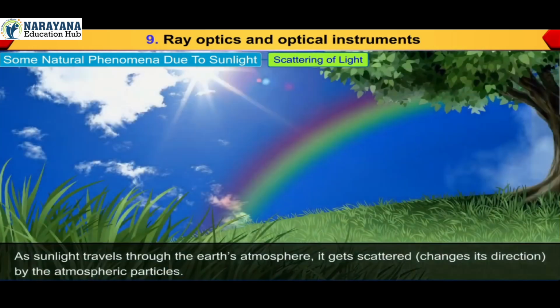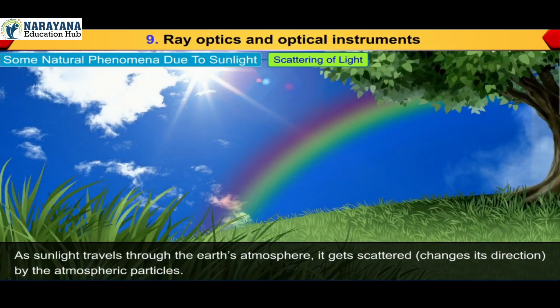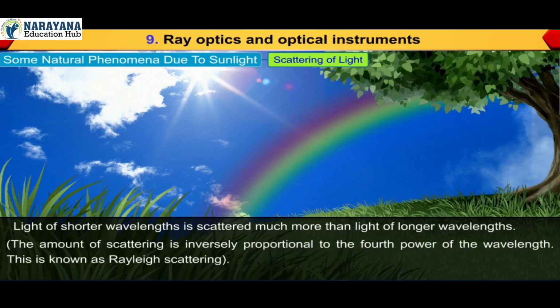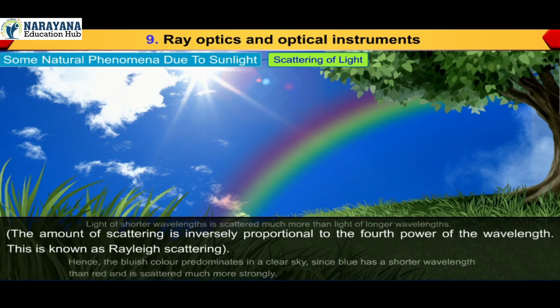Scattering of light. As sunlight travels through the Earth's atmosphere, it gets scattered, that is, changes its direction by the atmospheric particles. Light of shorter wavelengths is scattered much more than light of longer wavelengths. The amount of scattering is inversely proportional to the fourth power of the wavelength. This is known as Rayleigh scattering.